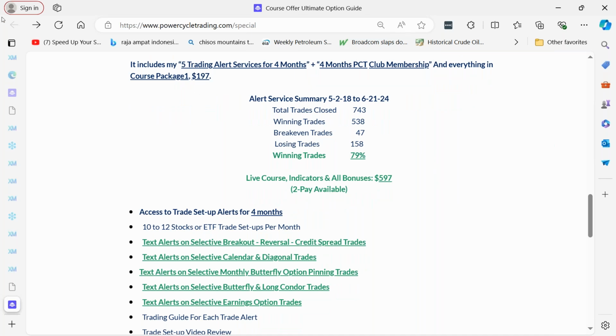We'll go through this in more detail a little bit later, but since the inception of the services back in 18, through yesterday, we've had 743 trades closed out: 538 winners, 47 break even, and 158 losers, right around a 79% reliability or winning rate.